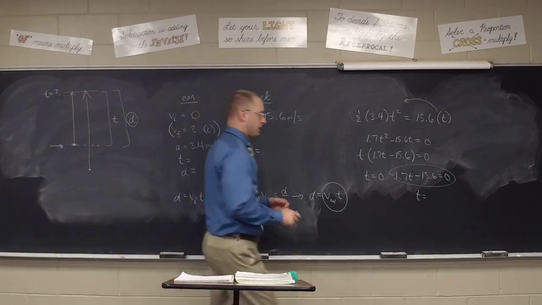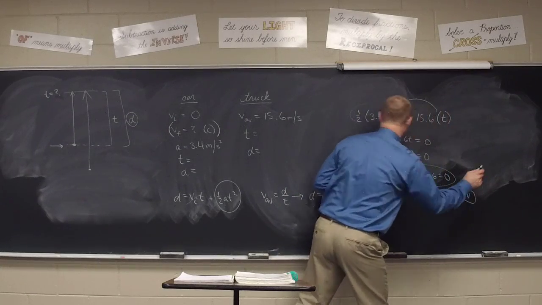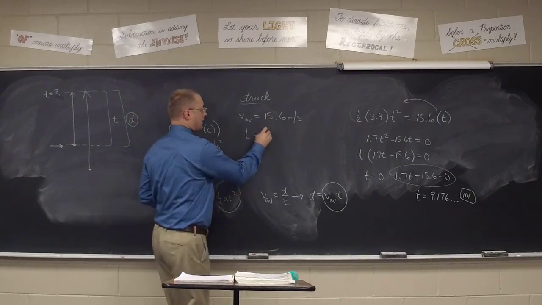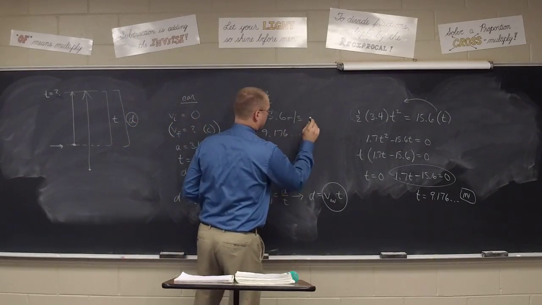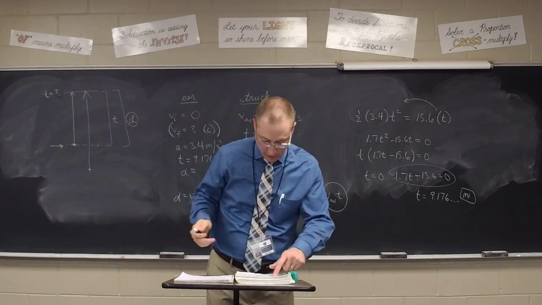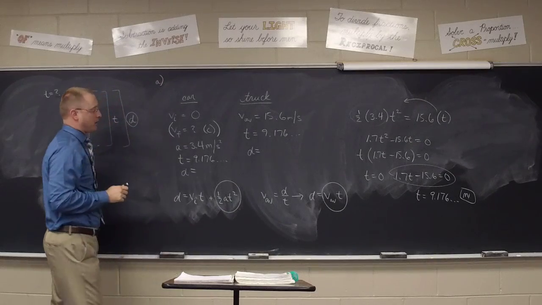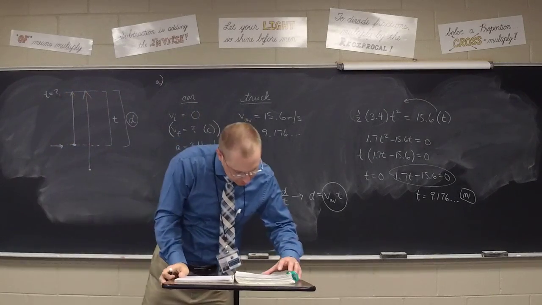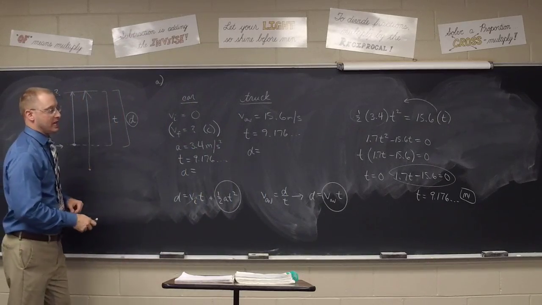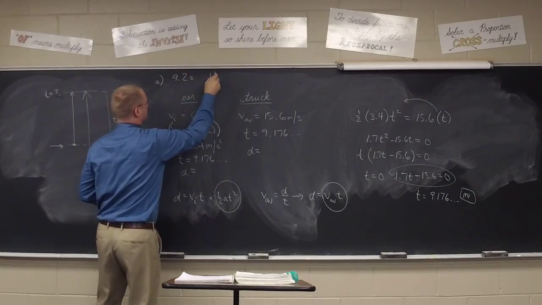9.176 blah, blah, blah. Put that in the memory of your calculators. It's going to be the same for both. That was one of their questions, right? Letter A was how much time will it take? So letter A, let's round it off to how many sig figs? 2 sig figs. So we're going to say 9.2 seconds. There's our answer for letter A.